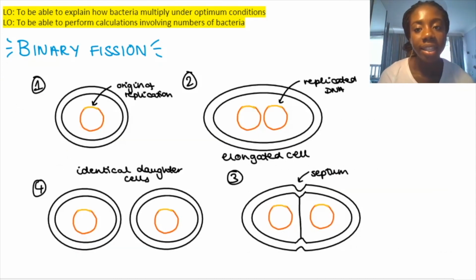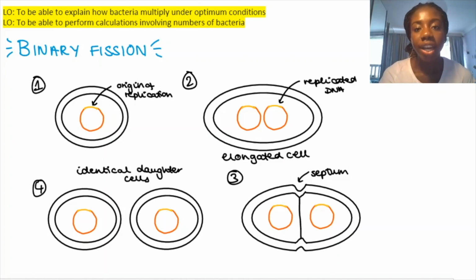So to summarise, in this video we've been able to explain how bacteria multiply under the optimum conditions by binary fission, and we've also been able to work through calculations involving figuring out how many bacteria are present after a certain amount of time, or kind of how fast bacterial division occurs. We've also learned briefly kind of how to set up a bacterial culture so we can study how replication occurs.